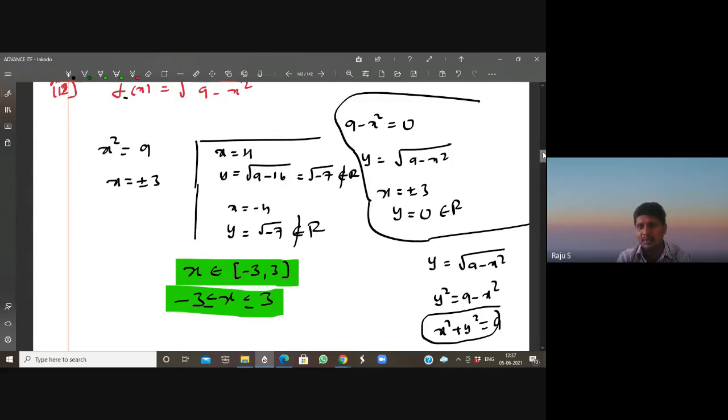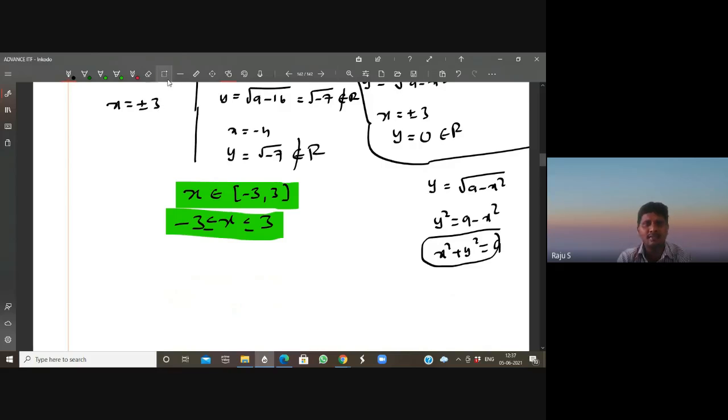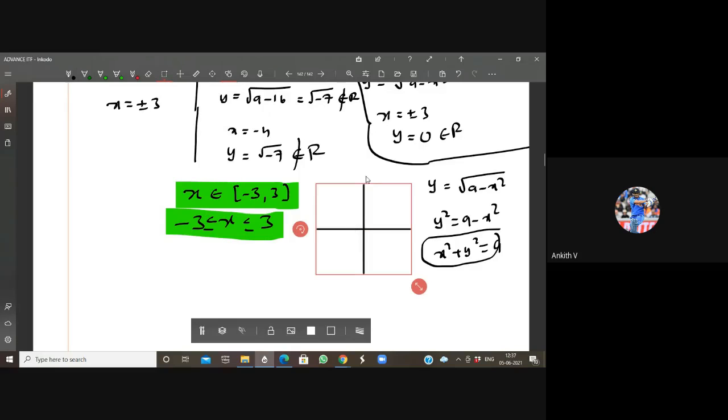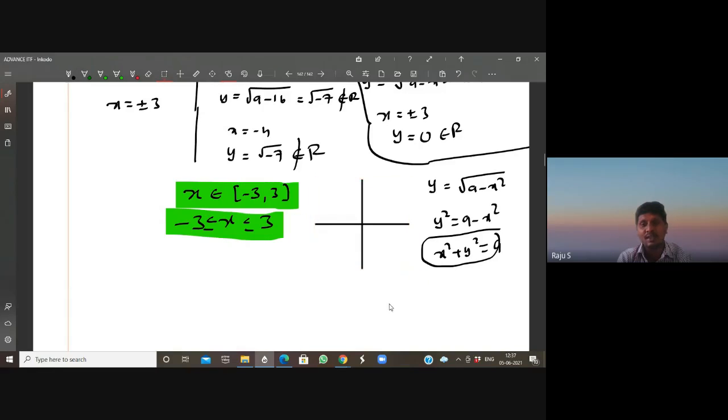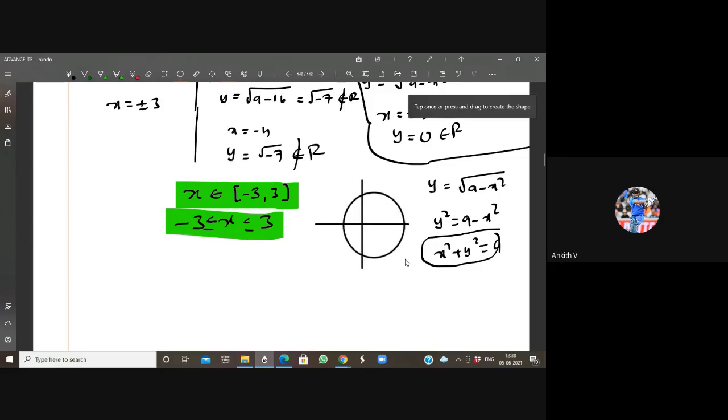What is meant by this? Here the graph will exist. Nothing but the circle exists from where to where. Radius is what? 3 to negative 3. Sir, radius cannot be negative, so it is 3, radius will be 3, modulus.